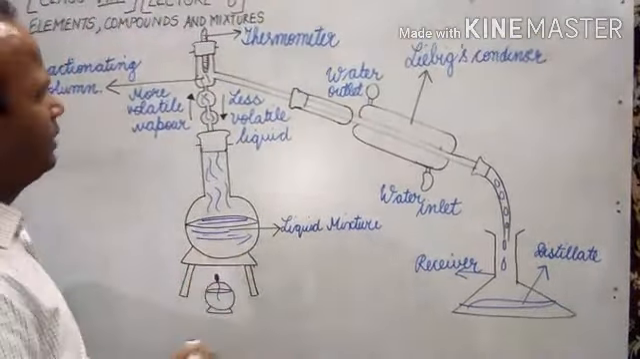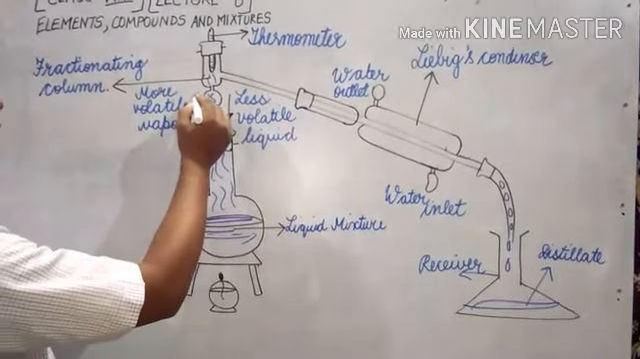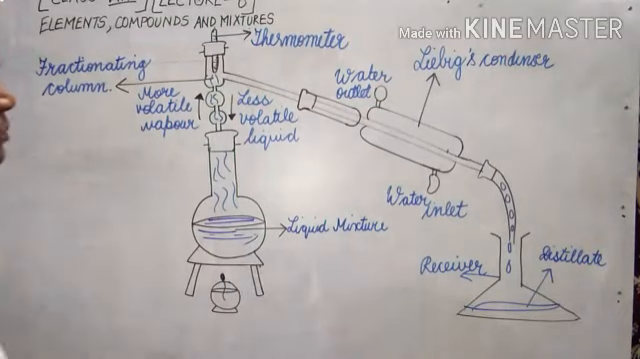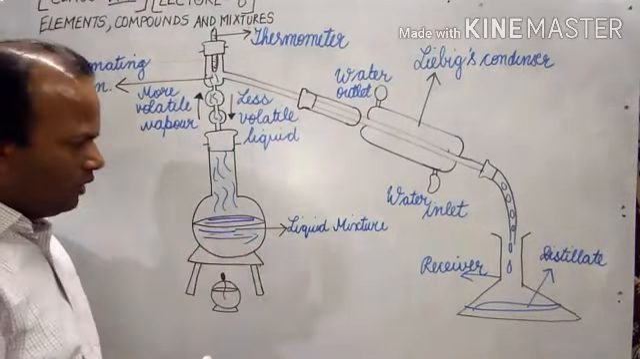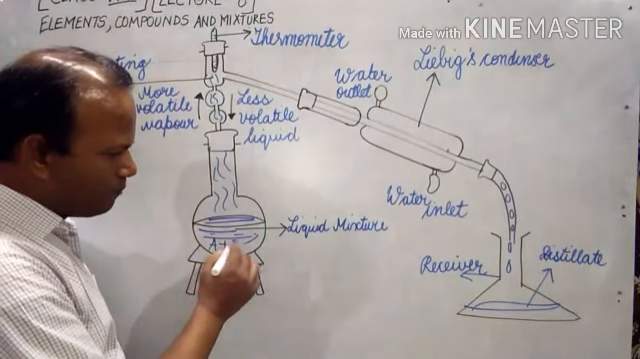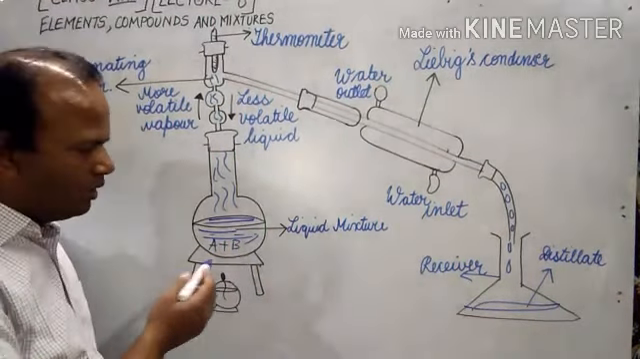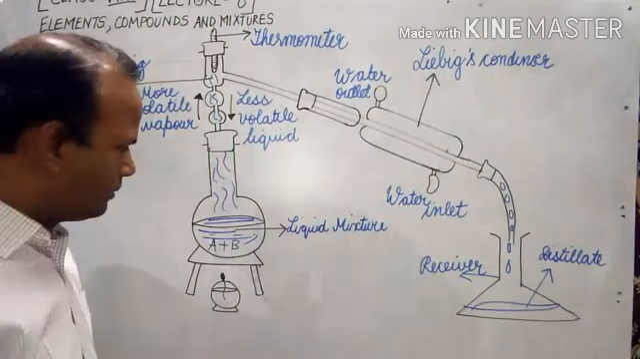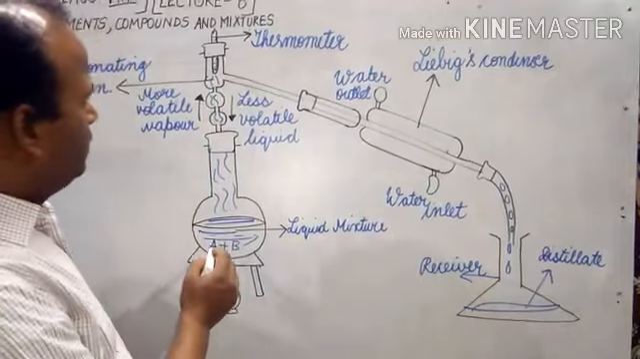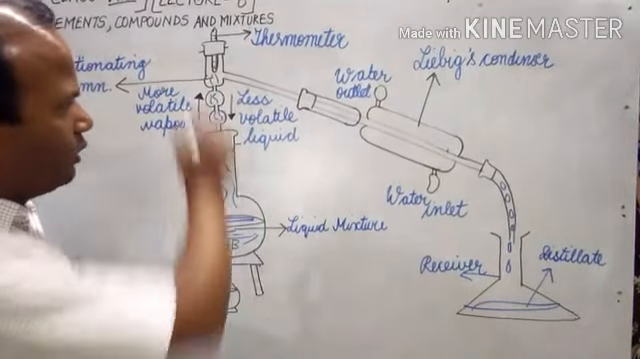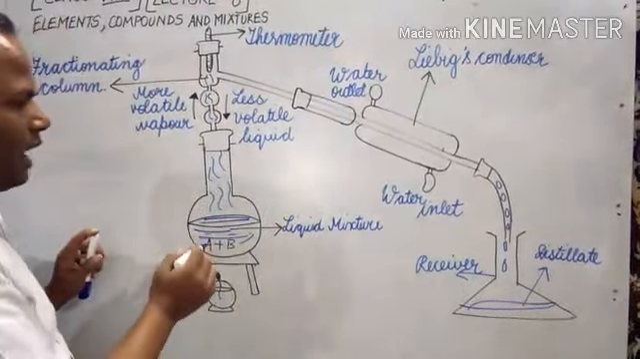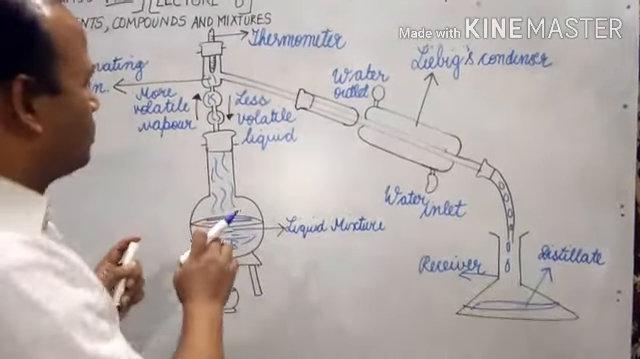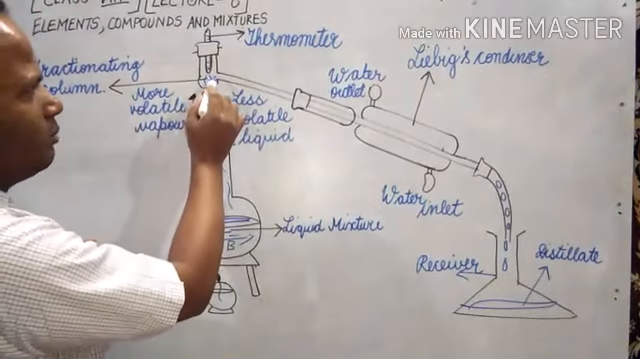Now heat energy is given, so this arrow is being made, showing more volatile vapor and less volatile liquid. What does it mean? In this liquid we have A plus B, two liquids. It's quite obvious that there should be a difference in boiling point of 10 degrees Celsius or 20 degrees Celsius or more. The one with the lower boiling point is the more volatile vapor, and it will go upward and pass through this.